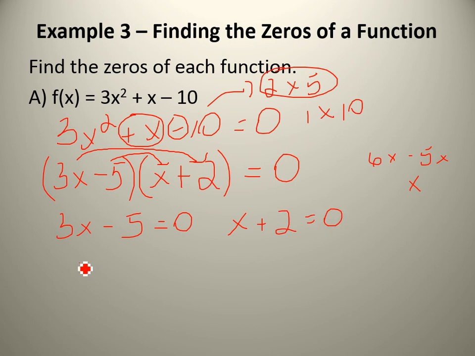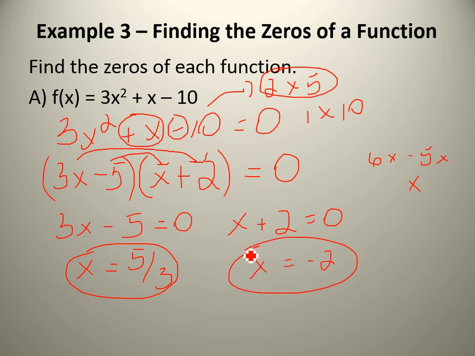To solve this first one, I'm going to add 5 to both sides, and then I'm going to divide by 3, and I get x equals 5/3. This equation here, I'm going to minus 2 on both sides, and I get x is -2. So there's the second solution there.